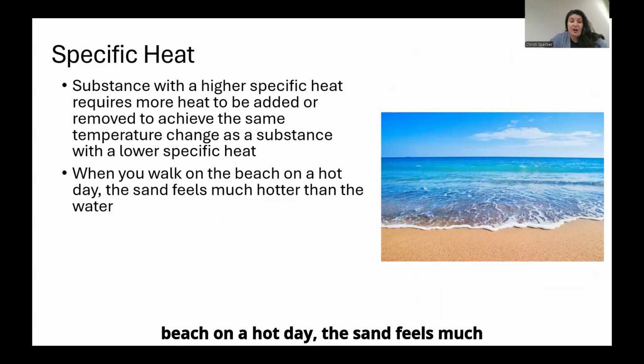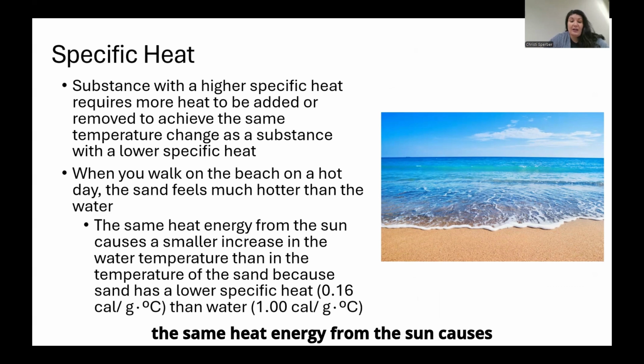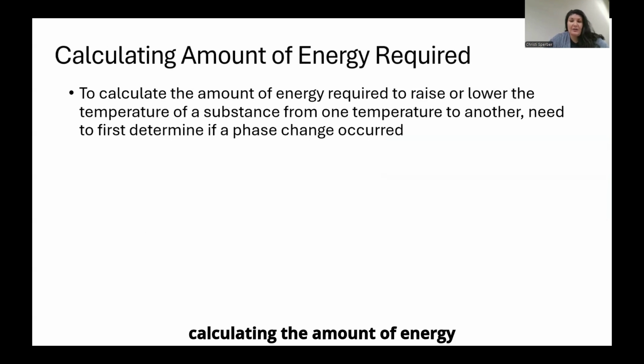So when you walk on the beach on a hot day, the sand feels much hotter than the water. This is because the same heat energy from the sun causes a smaller increase in the water temperature than in the temperature of the sand, because sand has a lower specific heat, 0.16 calories per gram degree Celsius, than water, which is 1 calorie per gram degree Celsius. The high specific heat of water also allows our body to maintain a relatively constant temperature despite temperature changes in the air around us.